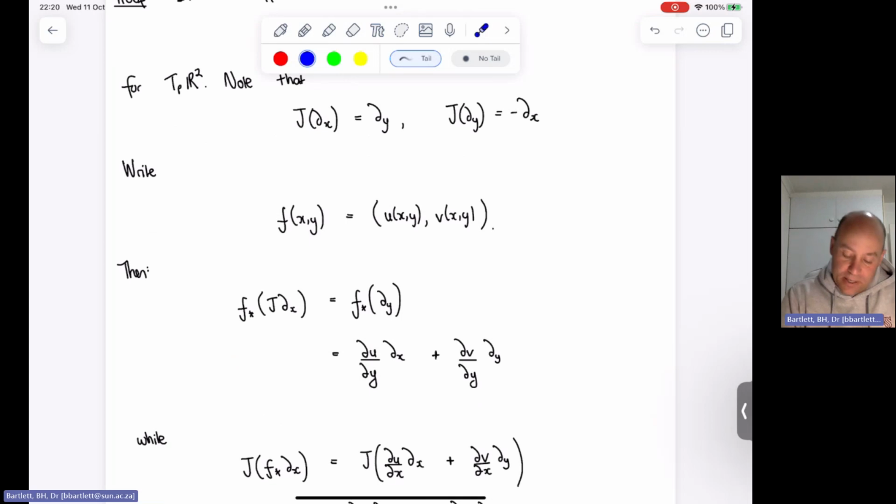Let's do the composite in the other order. So if I first compute the derivative and apply it to del x, then I'm going to get this, because now I'm changing x, not y.